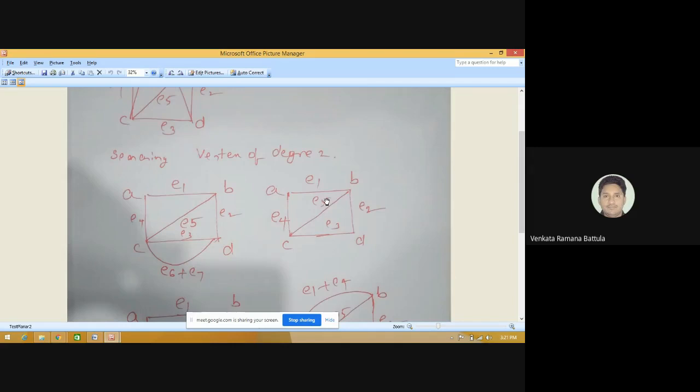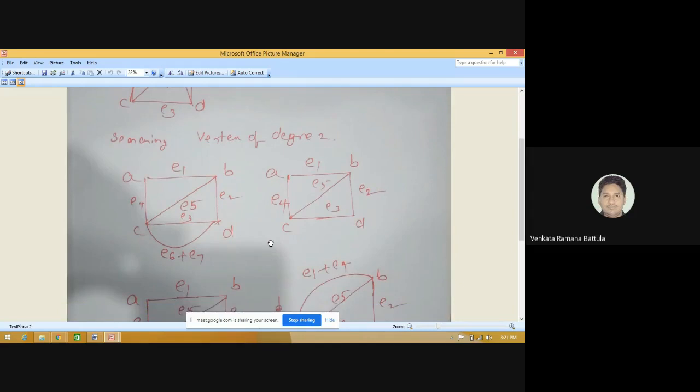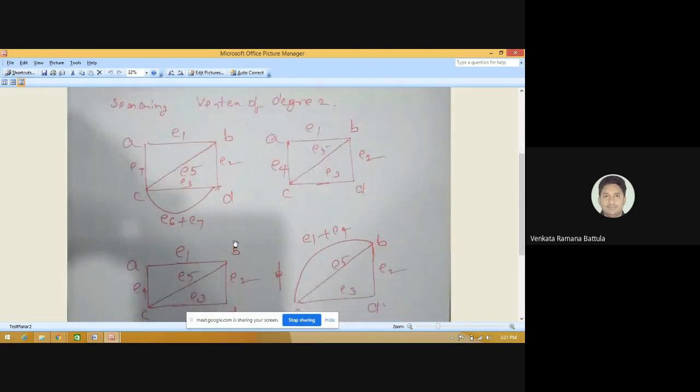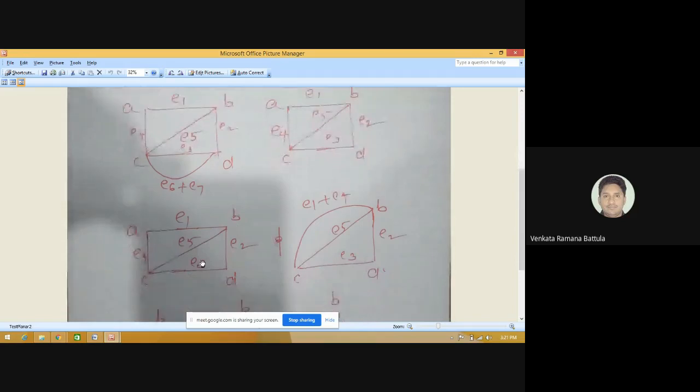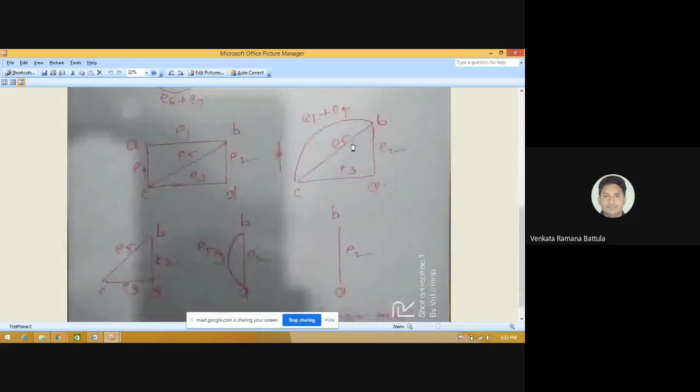Then we need to determine whether there is any vertex of degree 2. Yes, we have vertex A as well as D with degree 2. Then I start at A. To reach B from C, we go C to A and A to B, this is E4 plus E1. So we can replace these two edges simply with an edge of length E1 plus E4. Then again, it is a parallel edge, so we can remove it. After removing the parallel edge, we will get this graph.